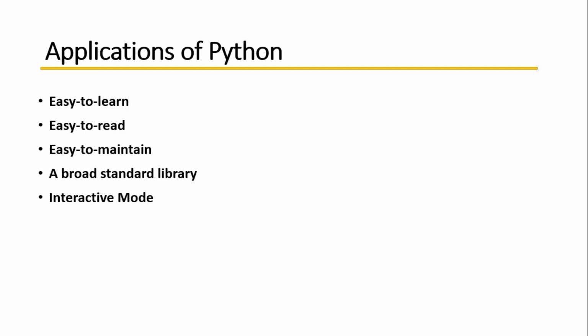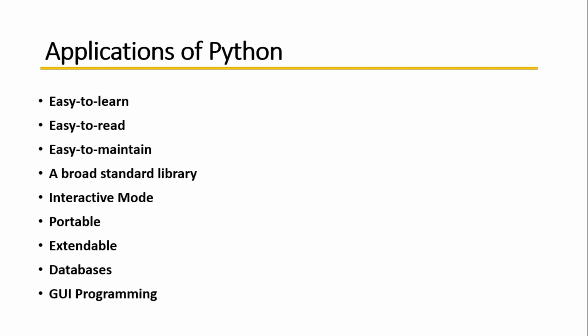Python has support for an interactive mode which allows interactive testing and debugging of snippets of code. Python can run on a wide variety of hardware platforms and has the same interface on all platforms. You can add low-level modules to the Python interpreter. These modules enable programmers to add or customize their tools to be more efficient. Python provides interfaces to all major commercial databases. Python supports GUI applications that can be created and ported to many system calls, libraries, and windowing systems, such as Windows, Unix, and many more.